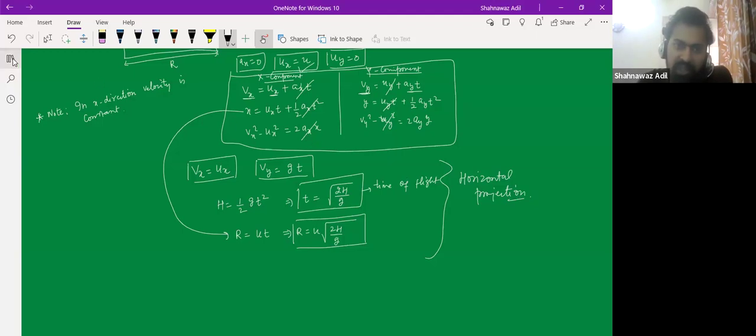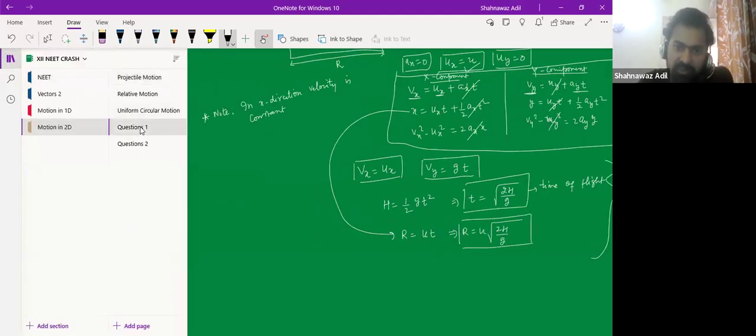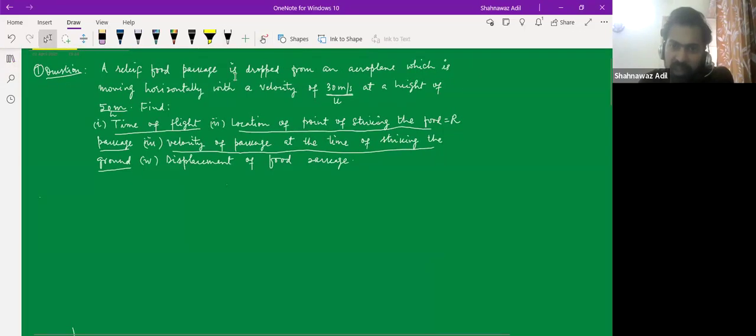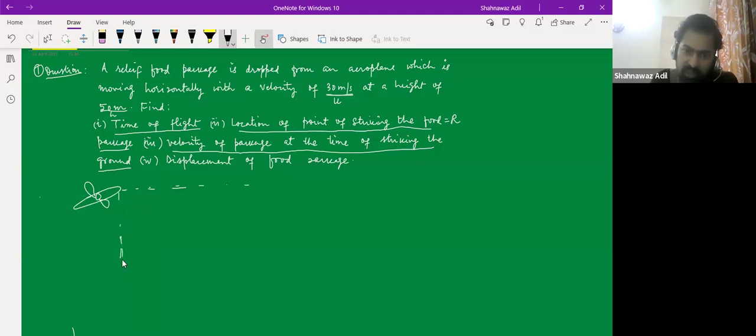So using these ideas, let's do some questions. This is the first question. A relief food package is dropped from an aeroplane which is moving horizontally with a velocity of 30 meters per second. So we know what kind of projection this is. Let's say we have this helicopter, this is moving, and let's say this is the ground.